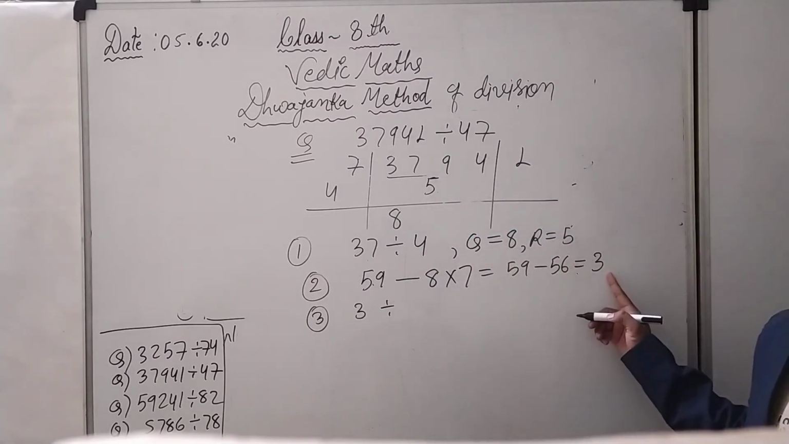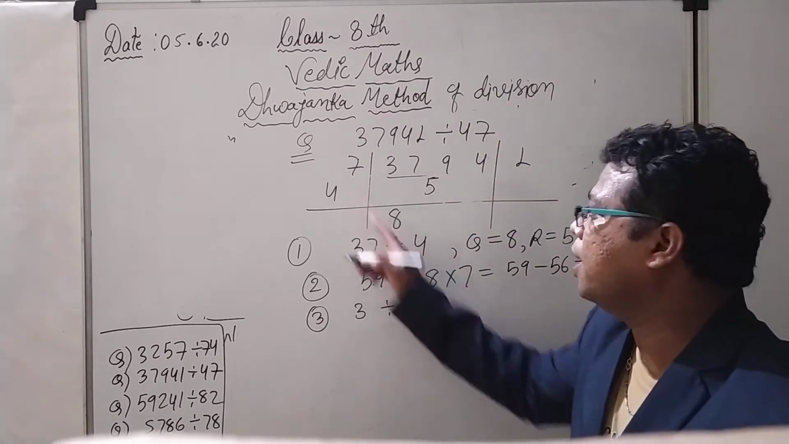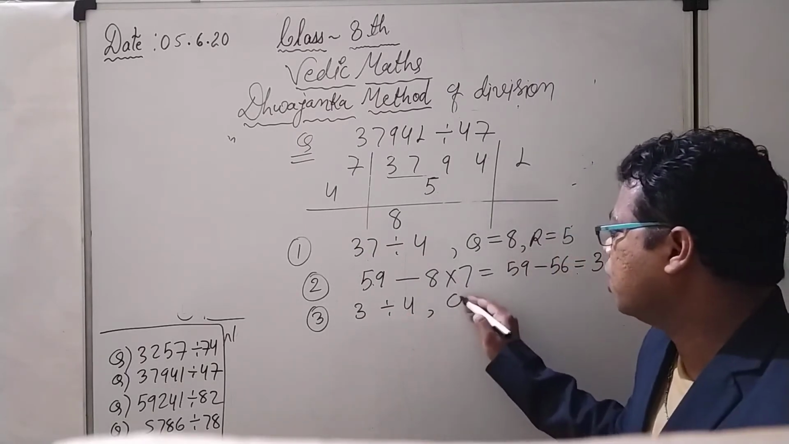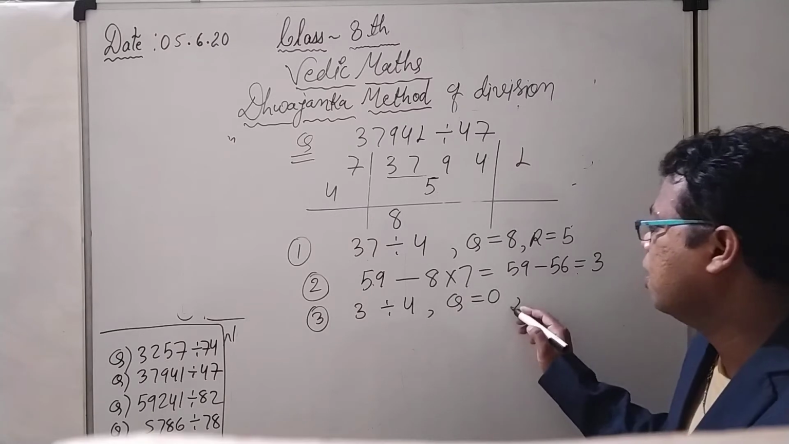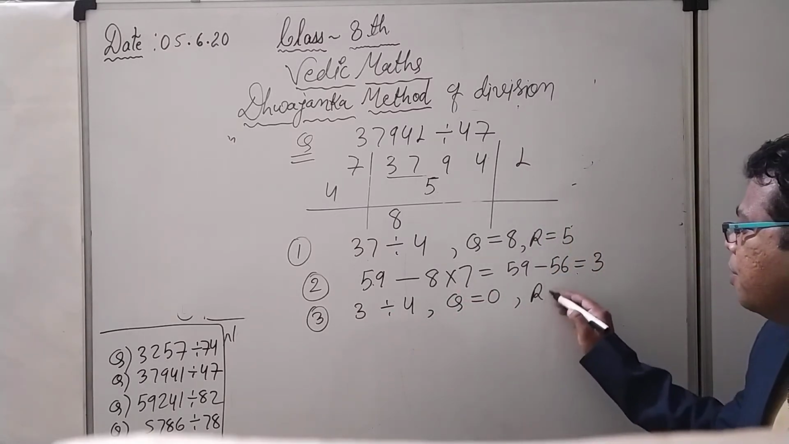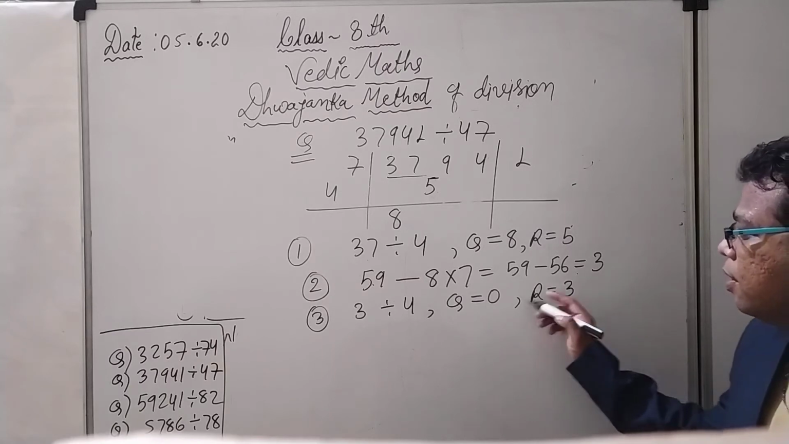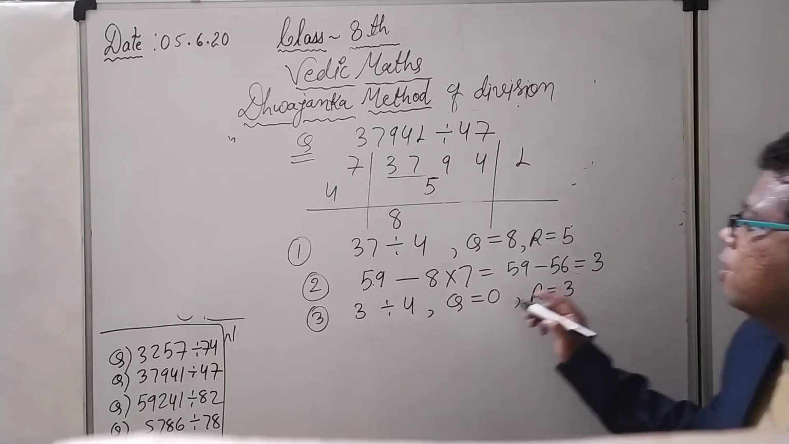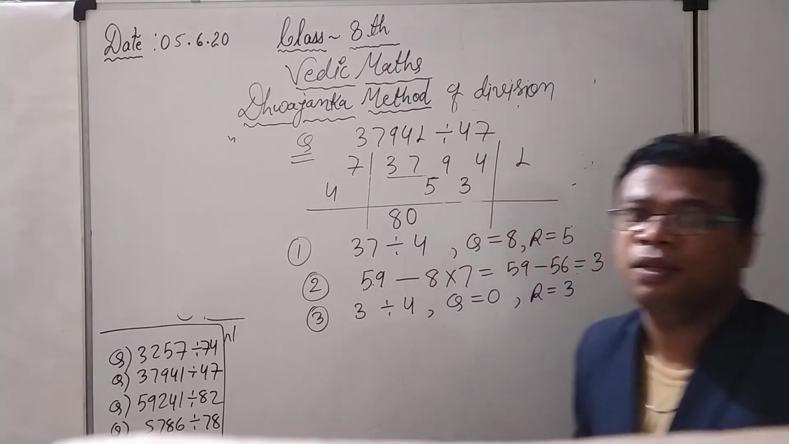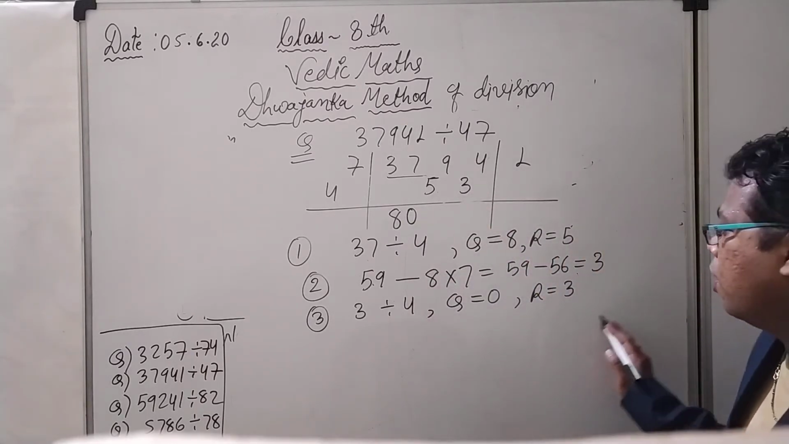Right now see, in the third step, my new dividend is 3. I have to divide it by 4. If I am dividing 3 by 4, then definitely the quotient is coming 0, because 3 is very less as compared to 4. And again the remainder is 3. Okay, q is equal to 0, r is equal to 3. I think it is okay for all of you.